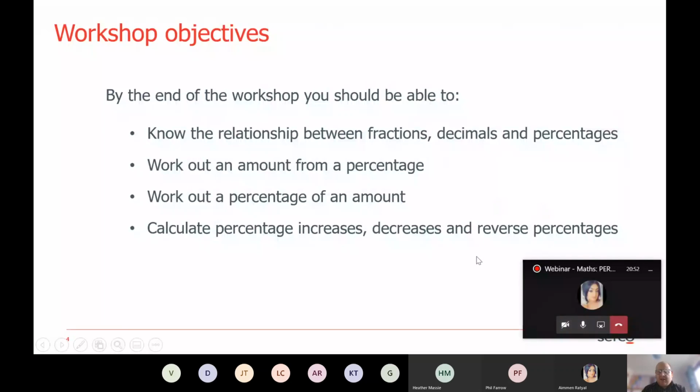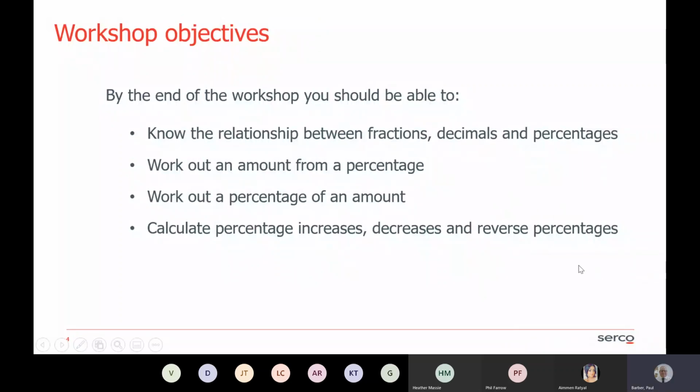What I'm going to go through today is showing you the relationship between fractions, decimals, and percentages. There was a workshop, I think last week, maybe the week before, on fractions. So if you didn't do that and you haven't got the recording, let us know afterwards and I can send that out to you. But I'll show you the link between those and decimals in there as well. And you'll see why that becomes useful as we go on in the presentation.